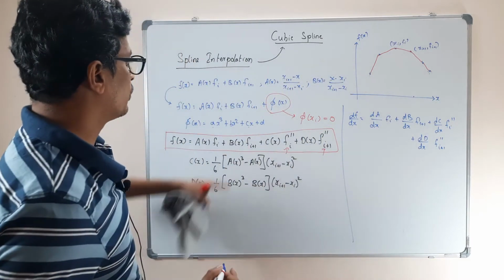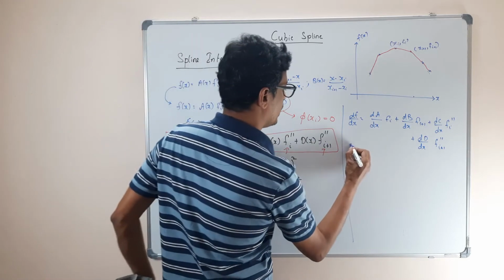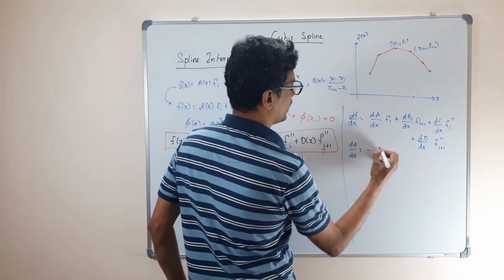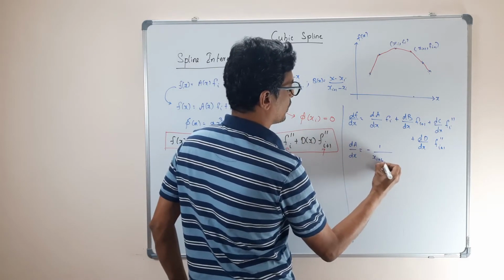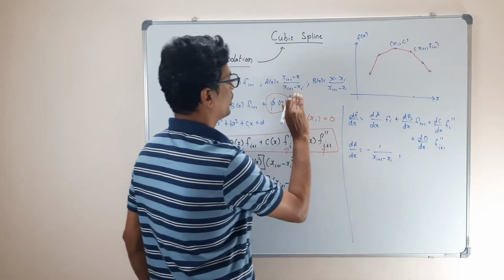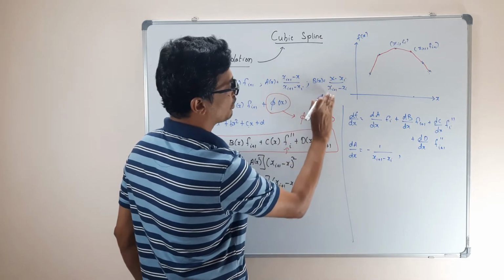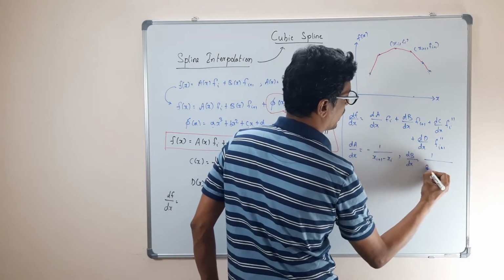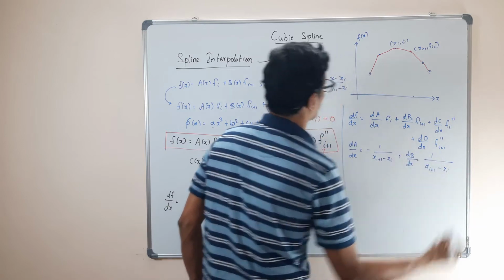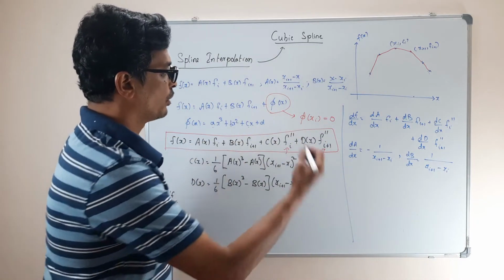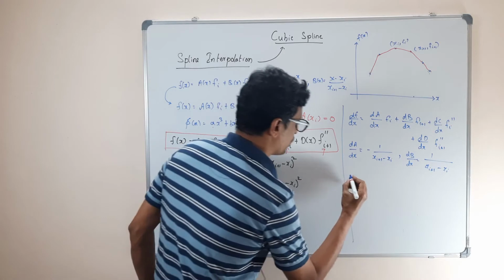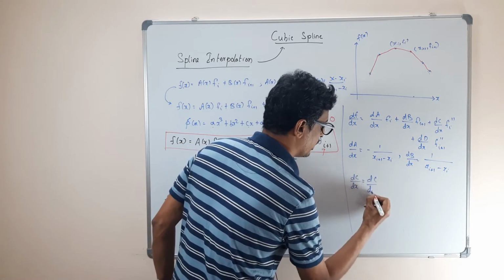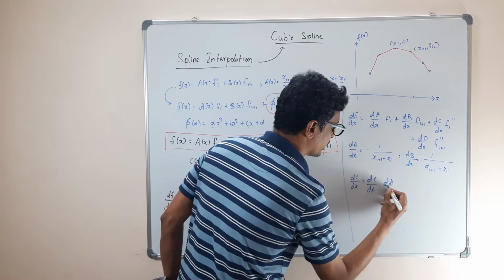So let us try to find out what dA by dx is. dA by dx is nothing but minus 1 upon x of i plus 1 minus x of i, that comes from here, and dB by dx is equal to 1 upon x of i plus 1 minus x of i. That's cool. And let us find out what dC by dx is. So dC by dx is equal to dC by dA into dA by dx.